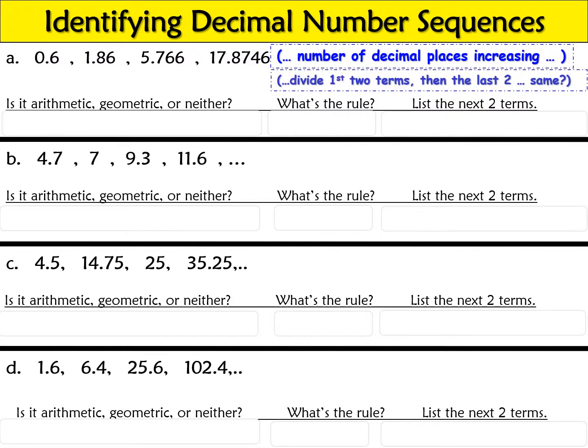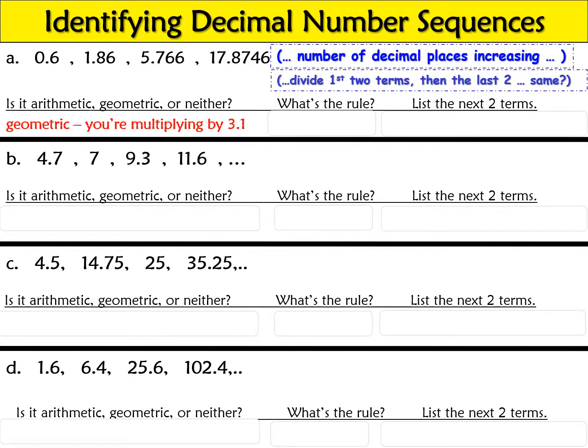So let's try this. Let's take the second term, 1.86, and divide it by the first term, 0.6. The quotient you would get is 3.1. So if this is a geometric sequence, then we should get the same quotient by taking any two numbers and dividing them. So let's take the fourth term in the sequence, 17.8746, and divide it by 5.766. And in fact, again, you will get a quotient of 3.1.